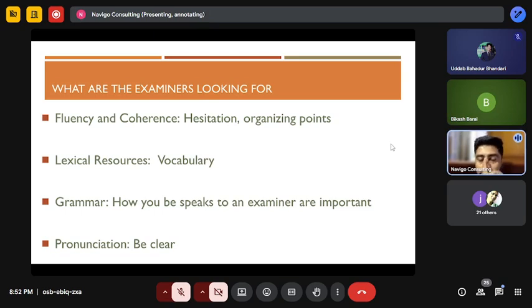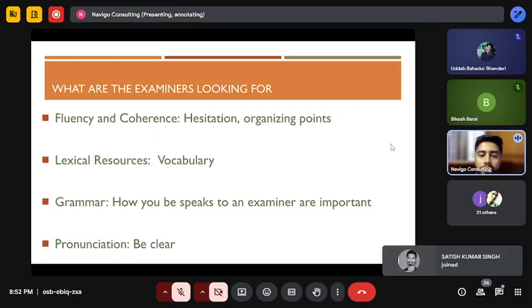Okay. And your pronunciation should be clear as well. Okay. So you can use any accent. There is no specific accent that you should be using. This might be British accent. This might be American accent. This might be Thai accent, Asian accent, and Arabic. You can speak anything, but your pronunciation should be clear. What you are speaking should be clear. Okay.